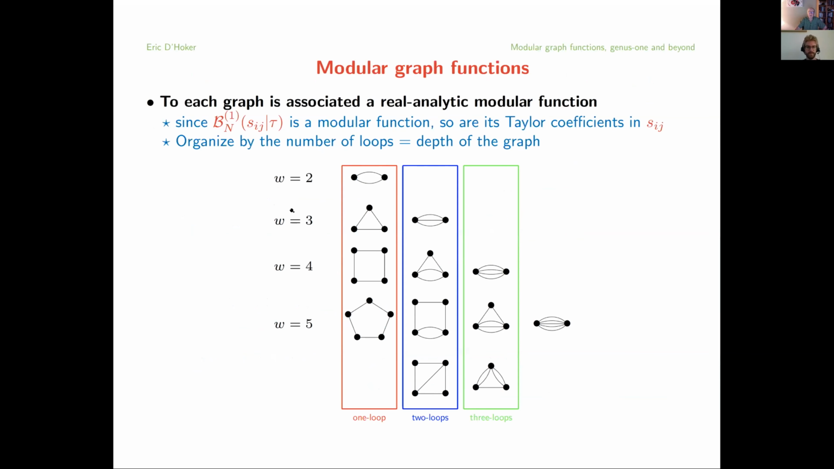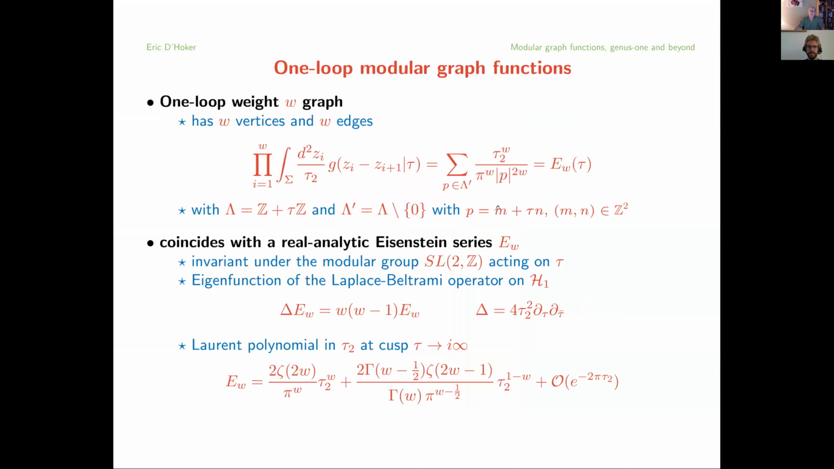And of course, you could organize this by weight, but it's actually much more interesting to organize this expansion by the number of loops. So all these graphs have 1 loop, all these graphs have 2 loops, 3 loops, and so on and so forth. This is, of course, something we're very well used to in QFT. So let's then consider first the 1 loop case.